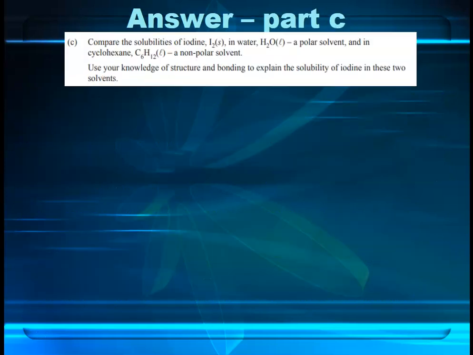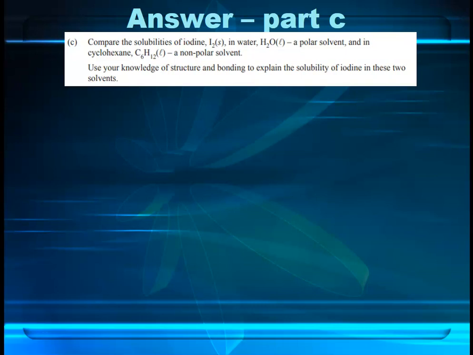Okay, and then part C, compare the solubilities of iodine in water, a polar solvent, and in cyclohexane, a non-polar solvent. Now there's a really big hint here. By talking about a polar and a non-polar solvent, it means we have to talk about whether or not iodine is polar. Because whether or not iodine is polar is going to affect whether or not it dissolves in water or cyclohexane.